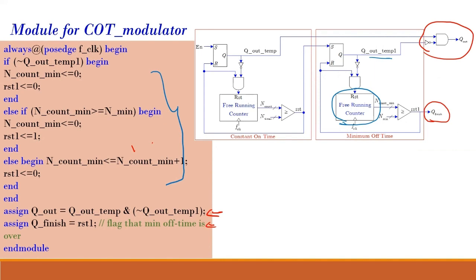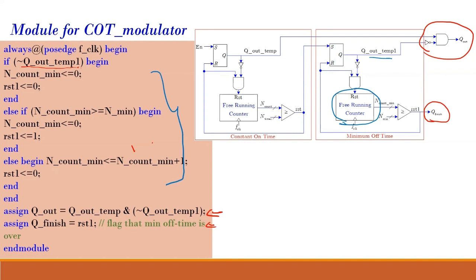Sir, here instead of writing if not of Q out temp 1, we can also write Q out temp 1 equal to 0, right? Here, in the second line of code. Yes, you can write that also. That's also a sequence. This actually might be a bit confusing for you guys, right? Because here also there is a not in the circuit. Okay, this is just logic. So you can write accordingly.